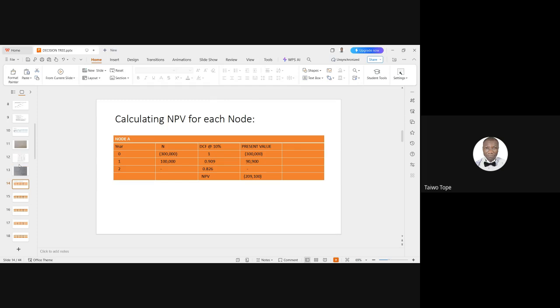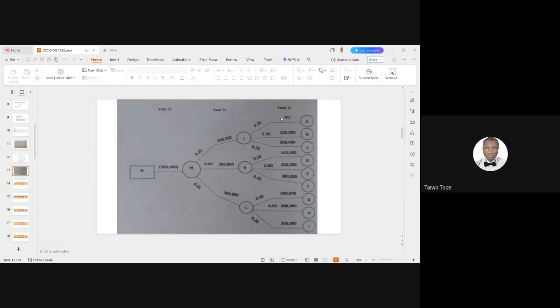Yes. So for node B, what will be your NPV? Your cash flow for year 0 is still 300. When you trace the lines that lead to B, you still have your 100. Your 100 leads to 100, isn't it? So when you substitute this value and look for your present value and determine your NPV, what will be the outcome?